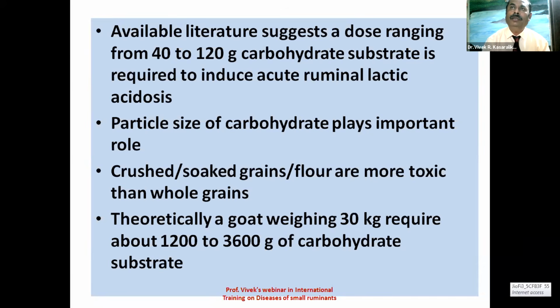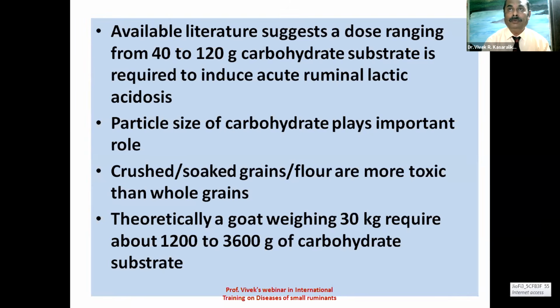So I just wanted to know whether low doses are also responsible for acute lactic acidosis. And that made me do a little bit of experimentation. I started with a lower dose, and then I tried to search. I found a paper published in 1952. There are so many old papers, if you go through them, which say that the carbohydrate substrate and ruminal lactic acidosis have so many intricacies.